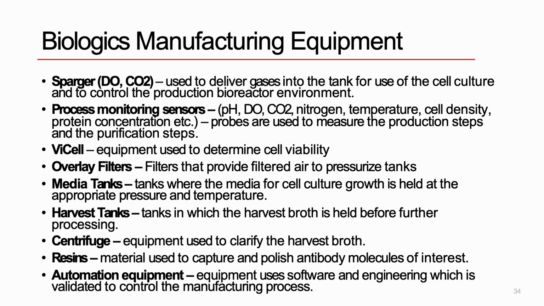We have harvest tanks. These are tanks in which the harvest broth is held before further processing. We have centrifugation equipment. So these are centrifuges, equipment used to clarify the harvest broth. We have resins. We use them in chromatography. So these are materials used to capture and polish antibody molecules of interest.